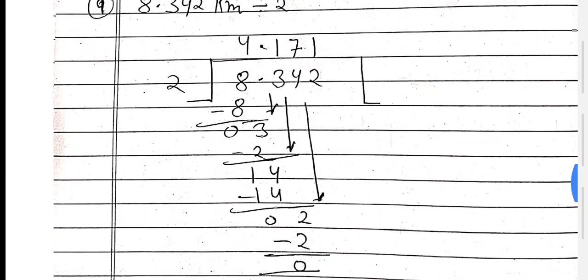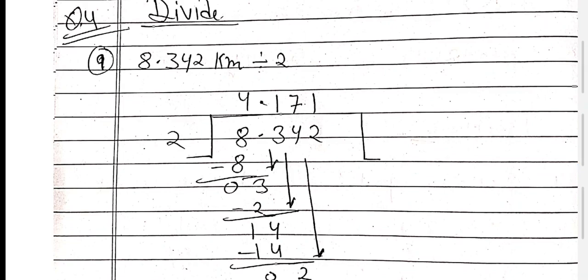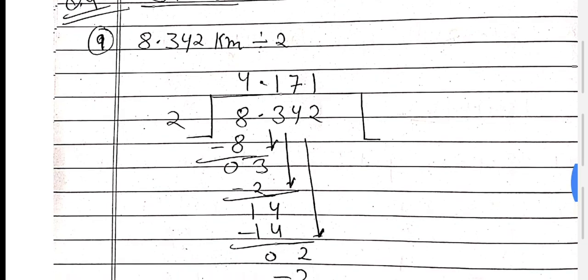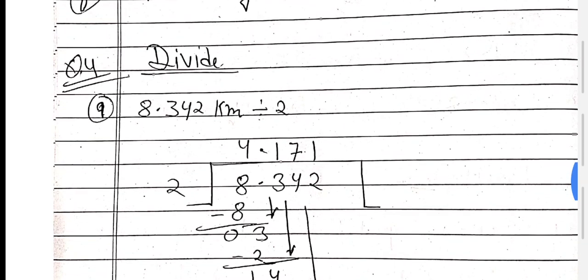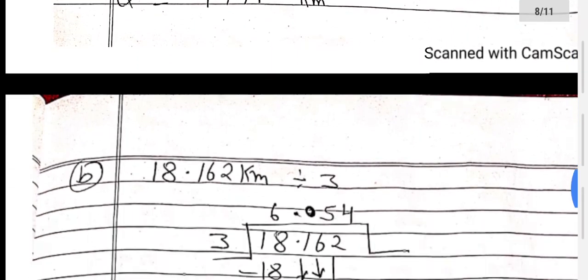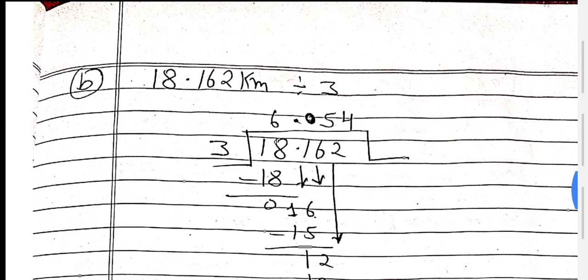If you are confused about the decimal, don't worry, just write the normal calculation. Now in your answer, how many digits are there after the decimal? 3. So from the back side put the decimal after 3 digits. There are 2 ways: write directly, or if you don't write directly, just do the normal calculation. For the decimal, just check how many digits are there after the decimal, 3. So in your answer from the back side put the decimal after 3 digits. It is your answer. Now come to B part.